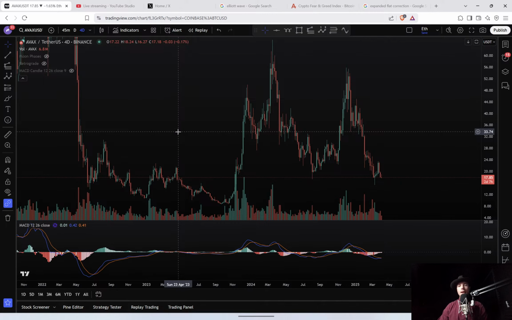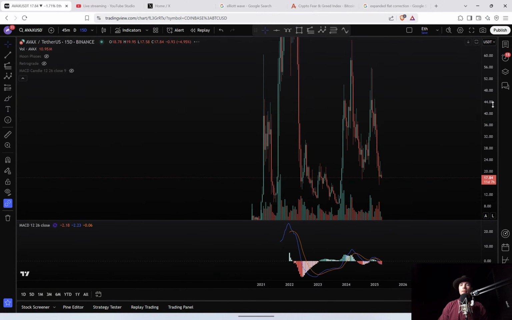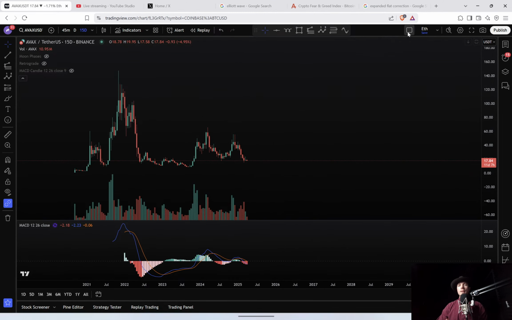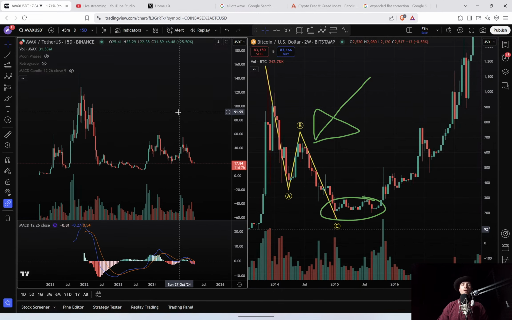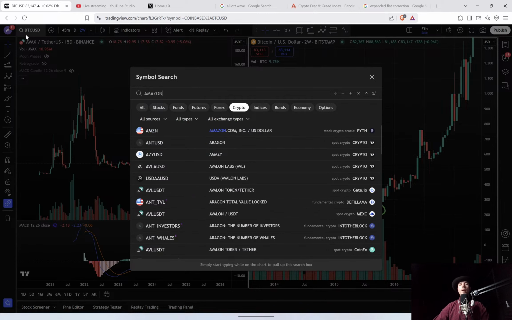So I really like AVAX for a lot of different reasons. But one thing, I actually was looking for a potential correction. My VIP members know, because I posted a chart right here in my VIP where I was looking for a potential correction here on AVAX.